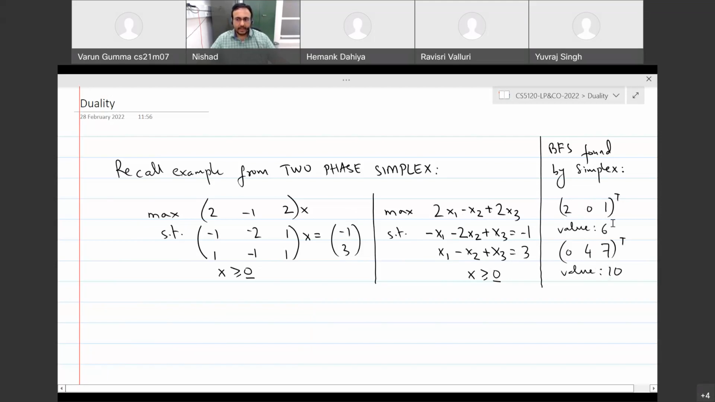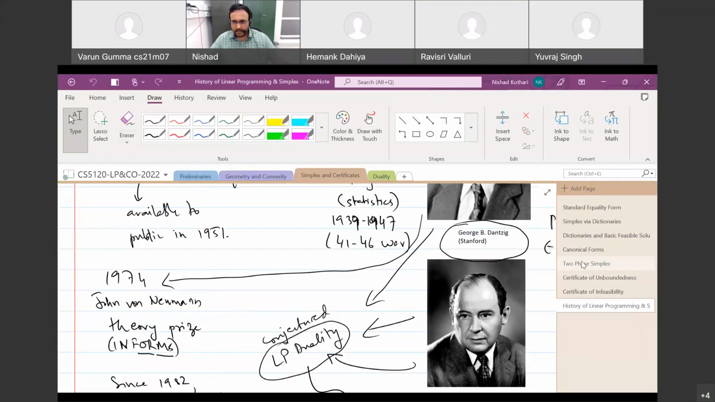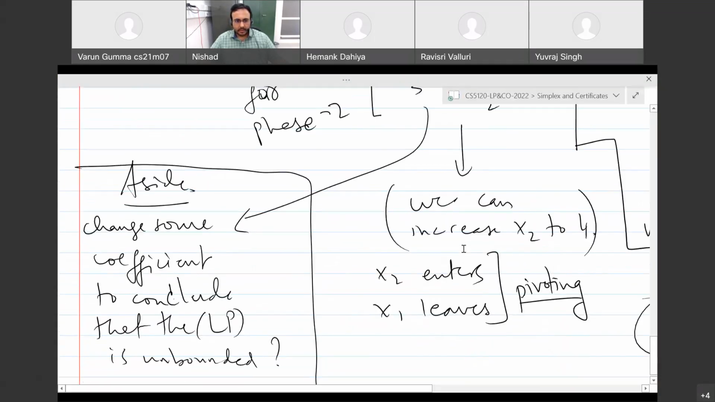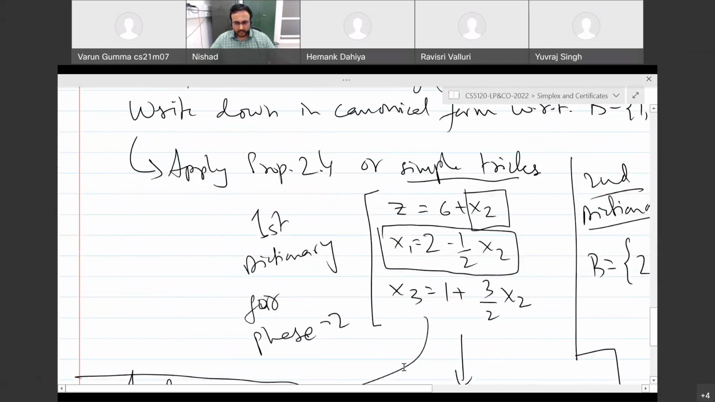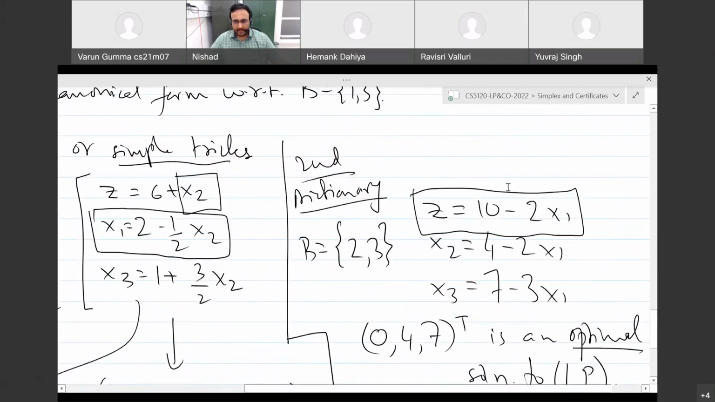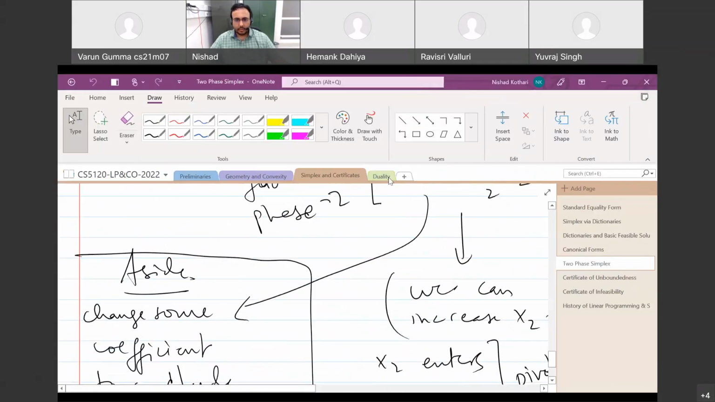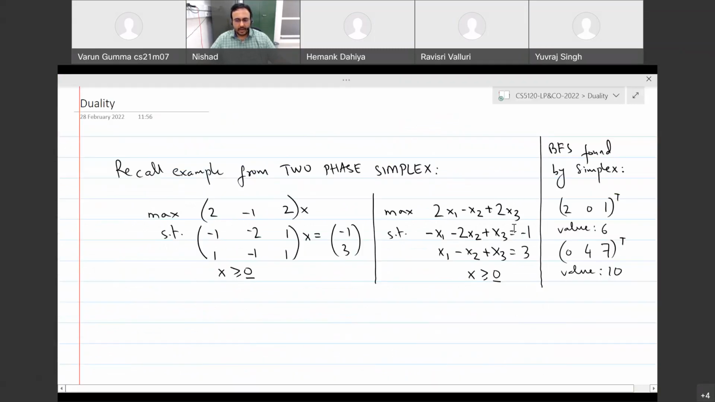And we concluded, let me just go back to the two-phase simplex page to show you the dictionary. So we found (0, 4, 7) and the dictionary looked like this, right? So we concluded that this is an optimal solution. But let's suppose we don't want to go through the whole simplex method and we want to somehow just convince someone that (0, 4, 7) is indeed an optimal solution.